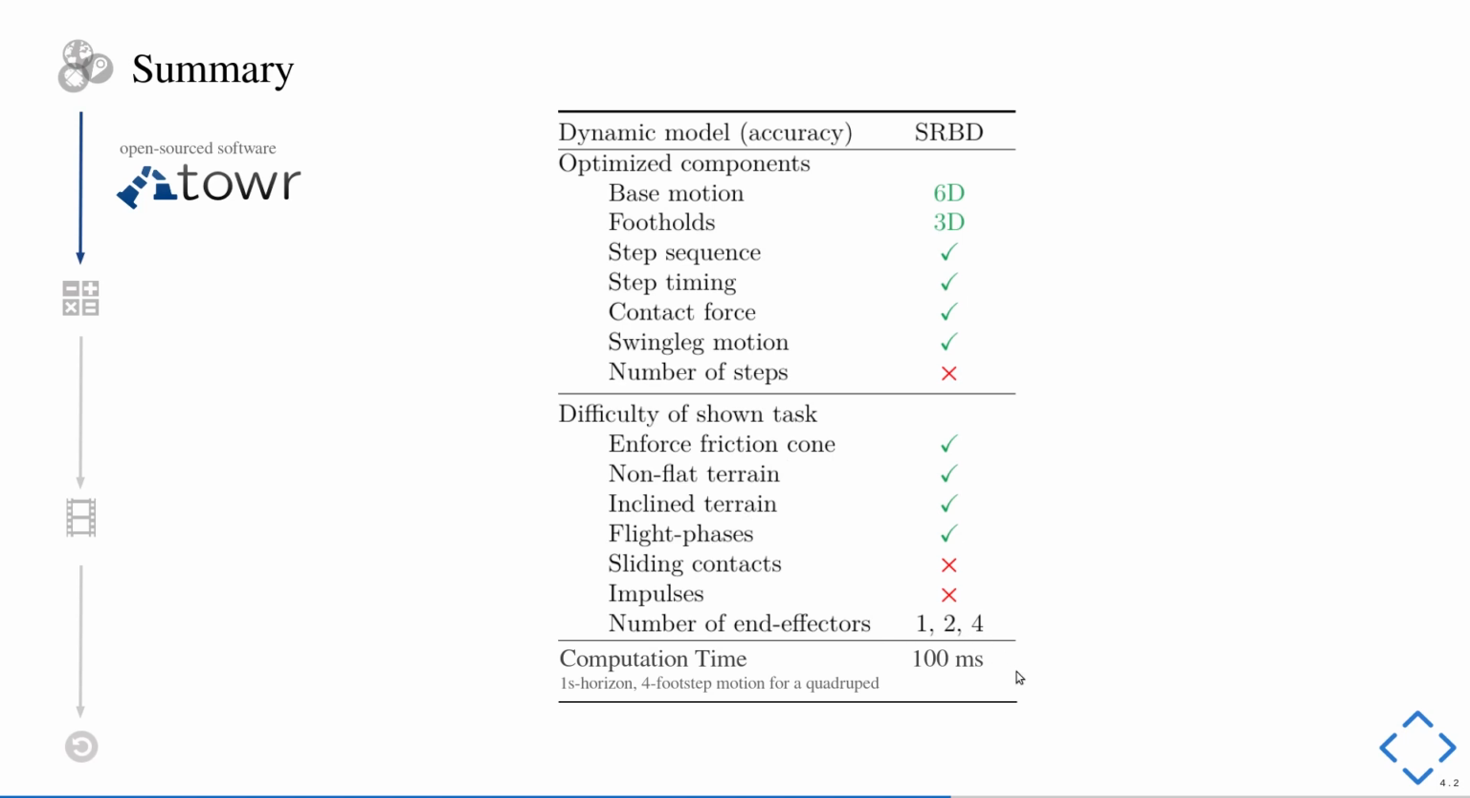And through our phase-based parameterization, even though we're optimizing over the gait sequence, this can be done very efficiently. For instance, for a 1-second horizon, 4-footstep quadruped motion, we can still solve this in about 100 milliseconds, which will in the future allow us to also use this in an MPC loop.